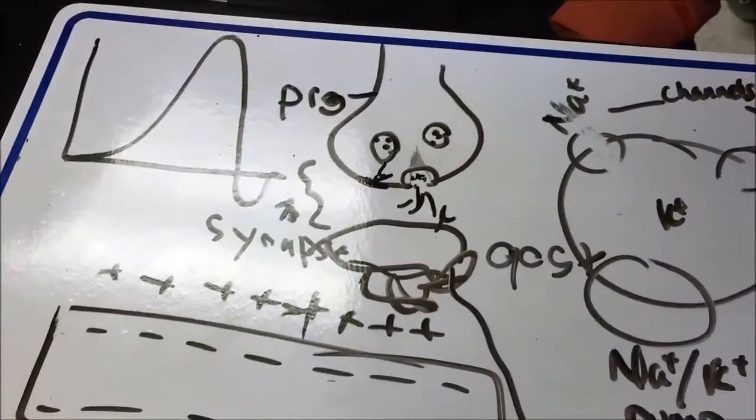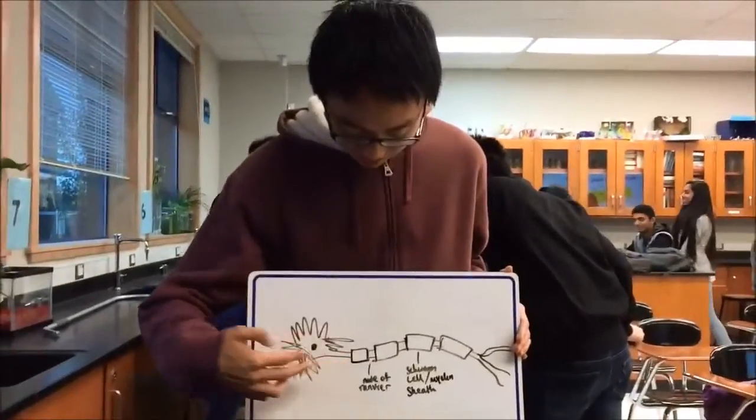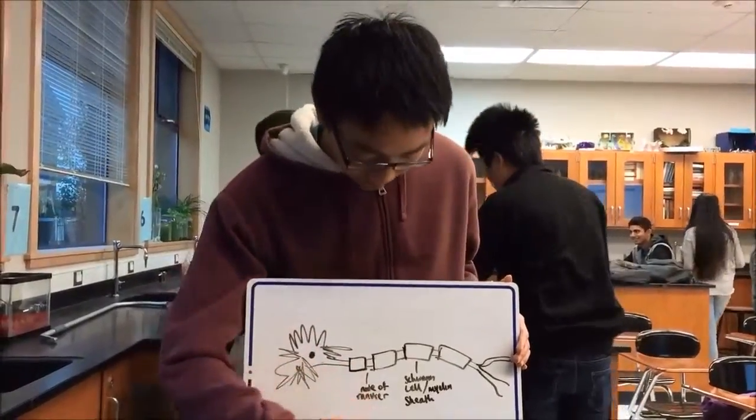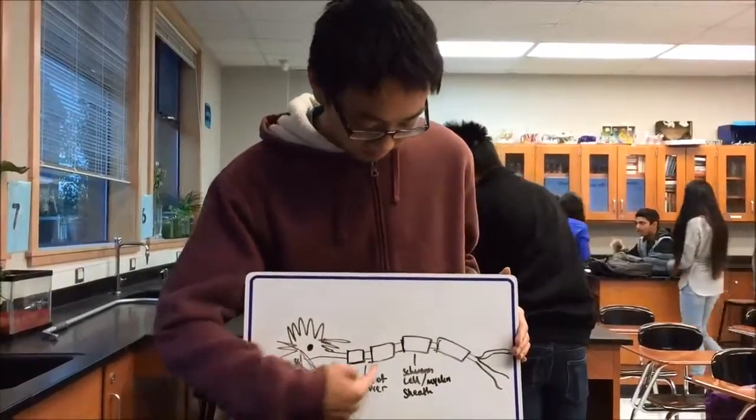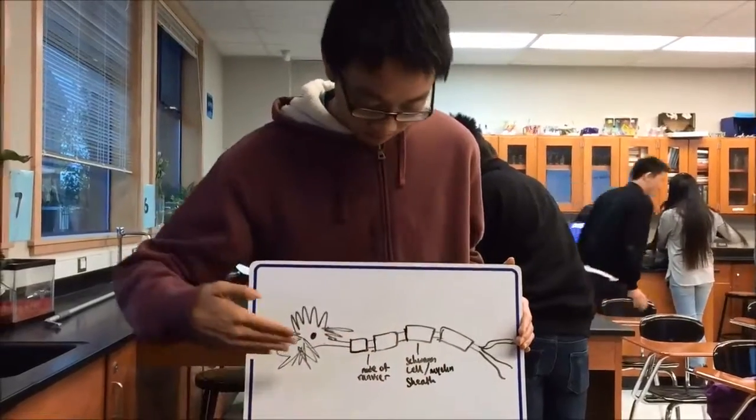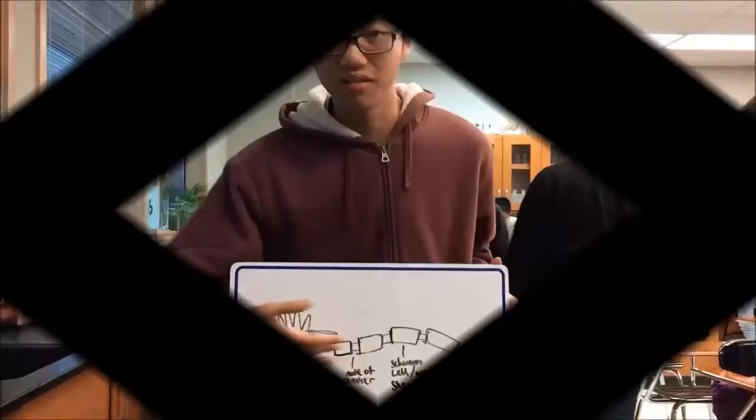Right? So Schwann cells insulate the axon for the signal to help pass through the nodes of Ranvier, which boosts the signal faster to get the message just moving along the neuron very fast.